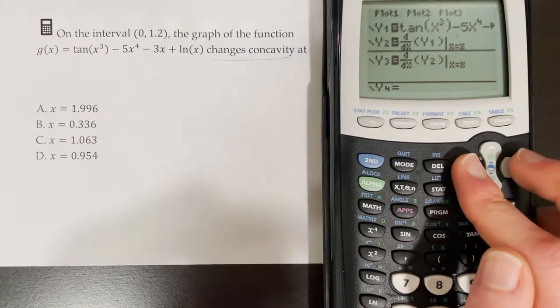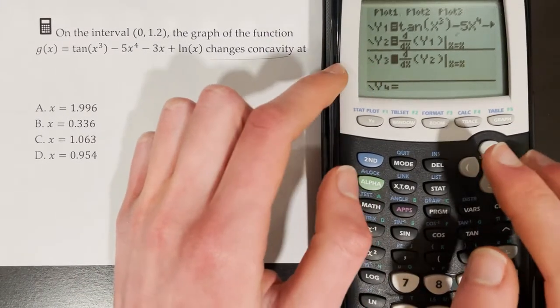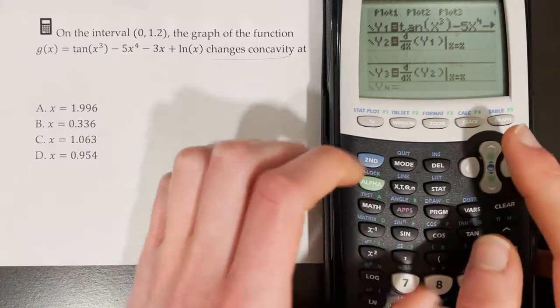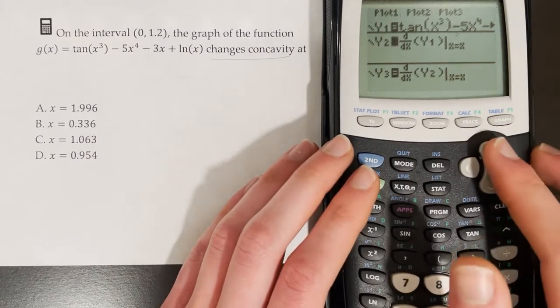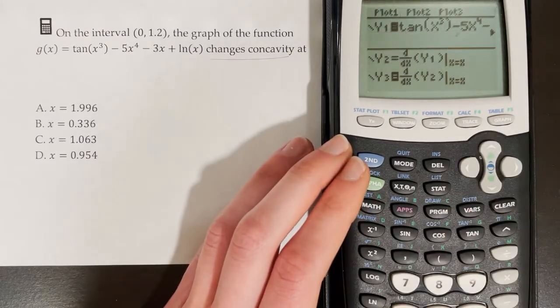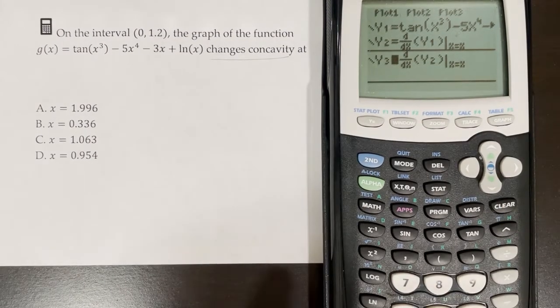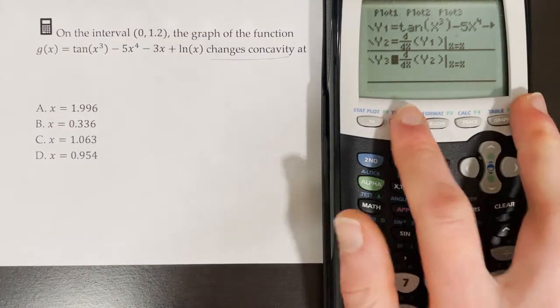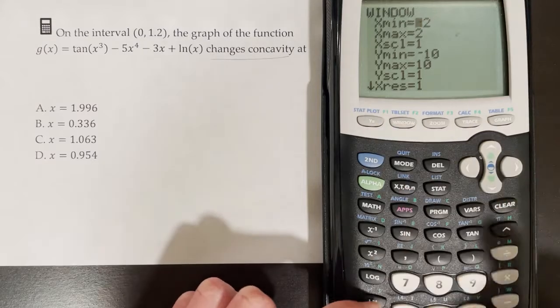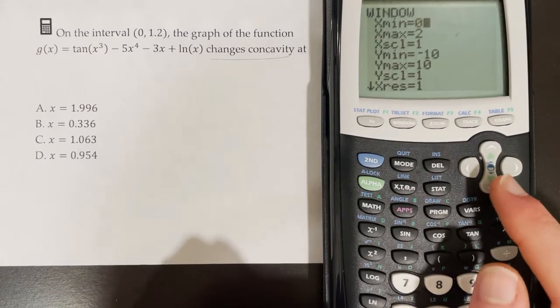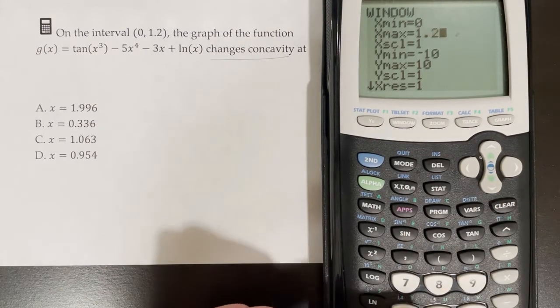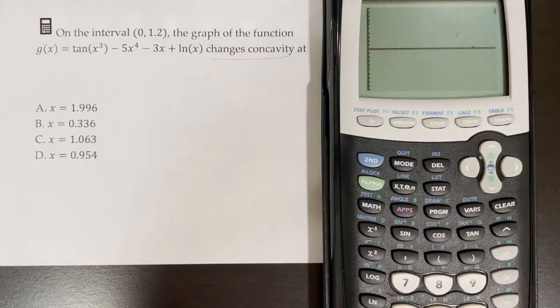Now at this point, the only function that I want to actually show up on my graph is the y3 one. So I'm going to go up to y2, unselect the equal sign there, go up to y1, unselect the equal sign there, and lastly, I'm going to change my window. I'm only looking on the open interval from 0 to 1.2. So I hit window and then change the x-min to 0, the x-max to 1.2, hit enter, and then graph.